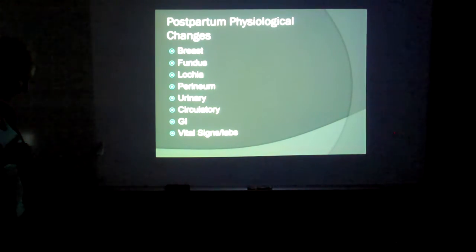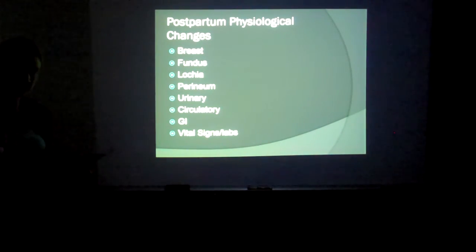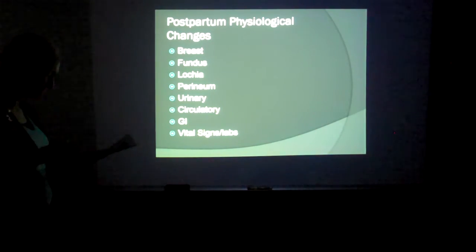Perineum remains swollen and tender. Urinary: moms have diuresis for day 2 to 5, and they'll void up to 3,000 mLs per day.